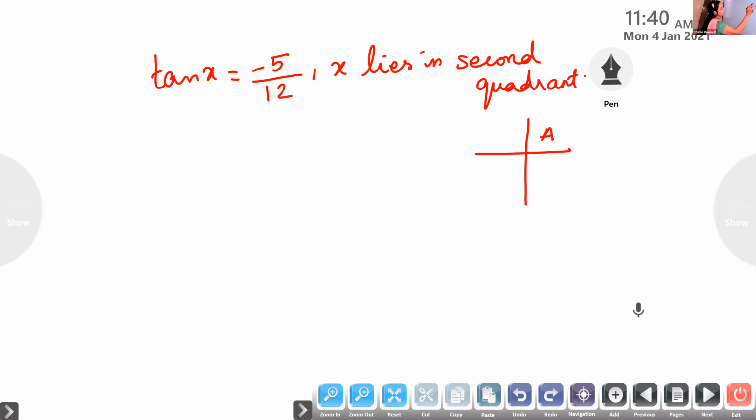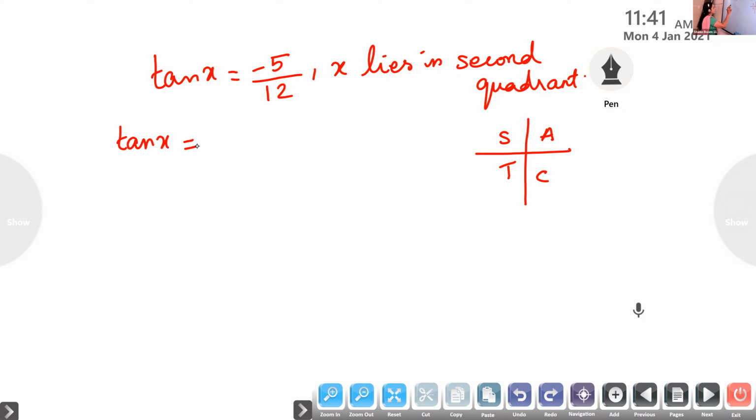So what do we know about the second quadrant? Which trigonometric ratios are positive in the second quadrant? Sine and cosec. We want to find all the other trigonometric ratios. One ratio is given, and you want to find the other things. So here you start with tan x.